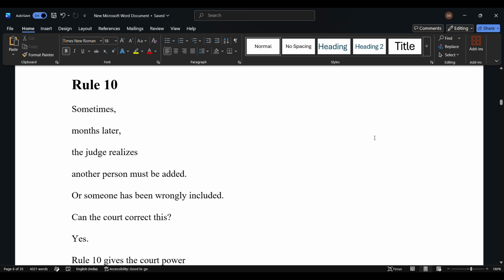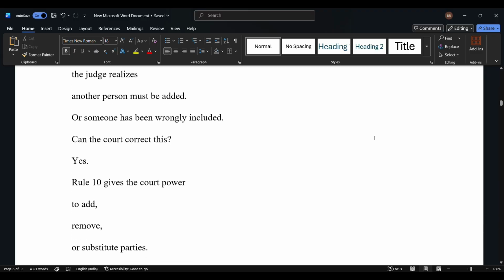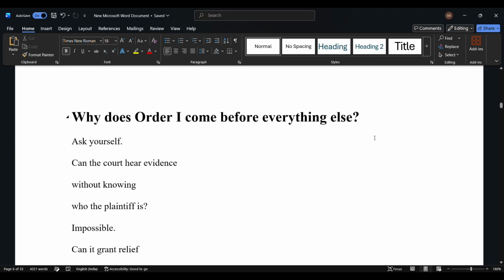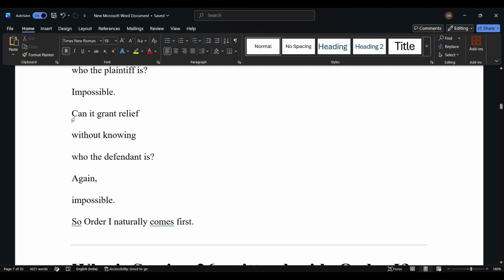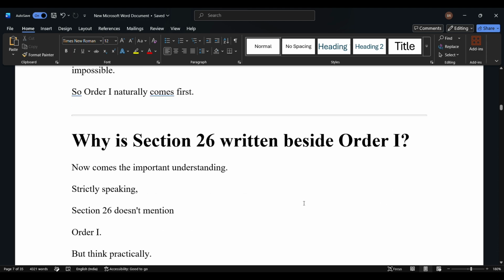Rule 10. Sometimes, months later, the judge realizes another person must be added, or someone has been wrongly included. Can the court correct this? Yes. Rule 10 gives the court power to add, remove, or substitute parties. Why does order I come before everything else? Ask yourself, can the court hear evidence without knowing who the plaintiff is? Impossible. Can it grant relief without knowing who the defendant is? Again, impossible. So order I naturally comes first.